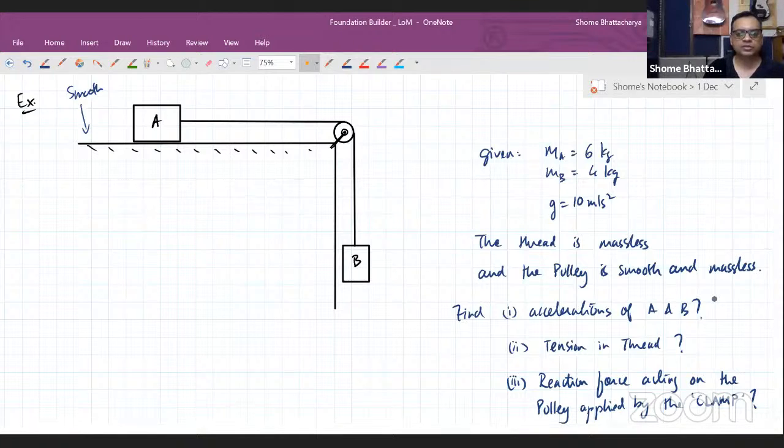So we'll see how to work out the third part. It will come from the free body diagram of the pulley, so we'll discuss that also. But first of all, find out the acceleration and the tension. That will come from the standard free body diagram. So just work this out.